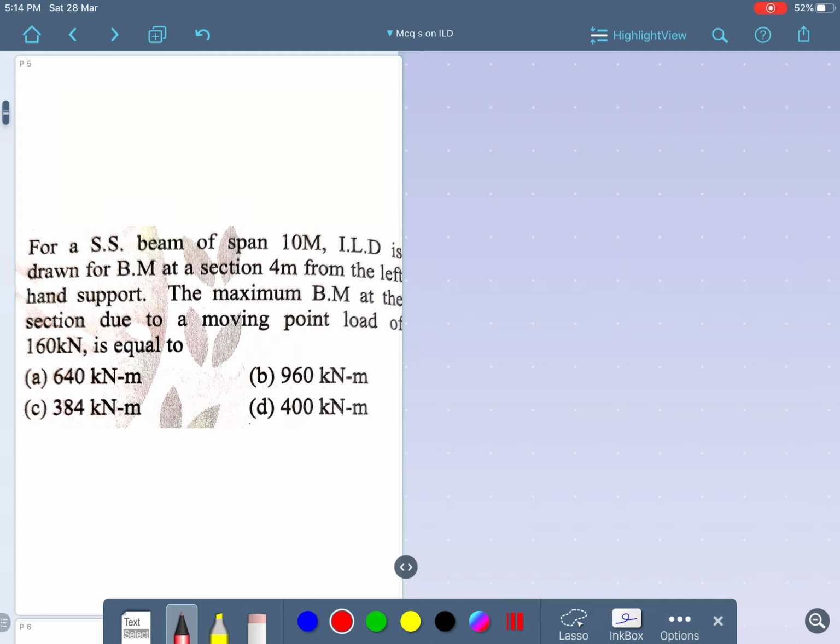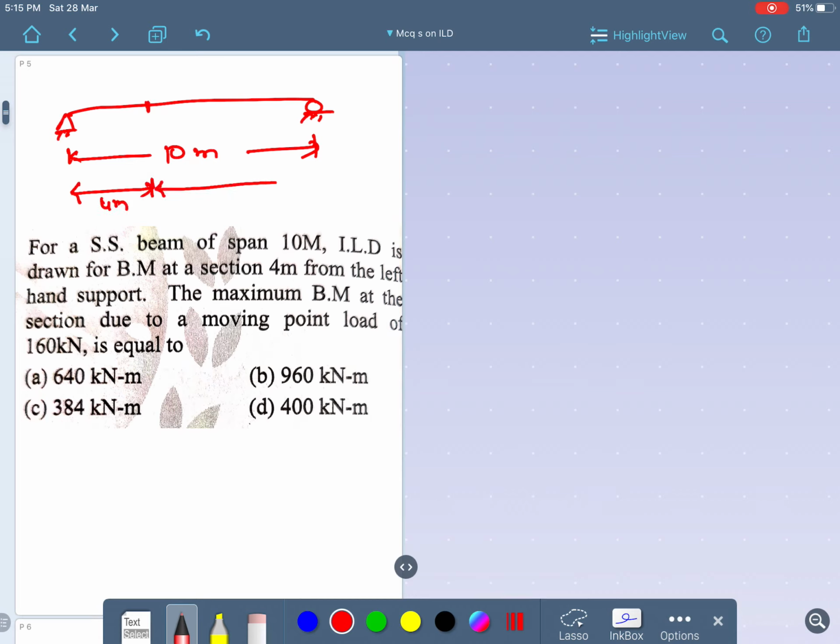Let me read out the question. For a simply supported beam of span 10 meters, the influence line diagram is drawn for a bending moment at a section 4 meter from the left support. From the left support there is a point which is 4 meter, and the remaining distance will be 6 meter. Let me take this as point A, B, and this as C.